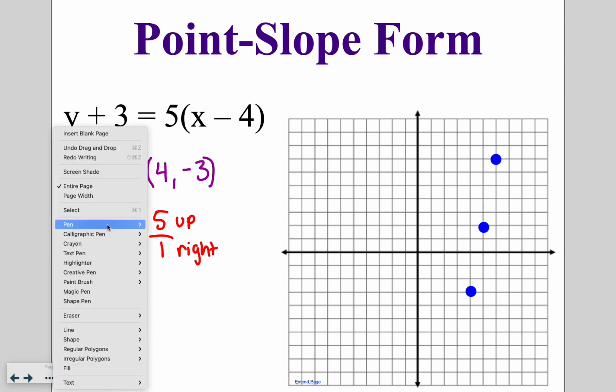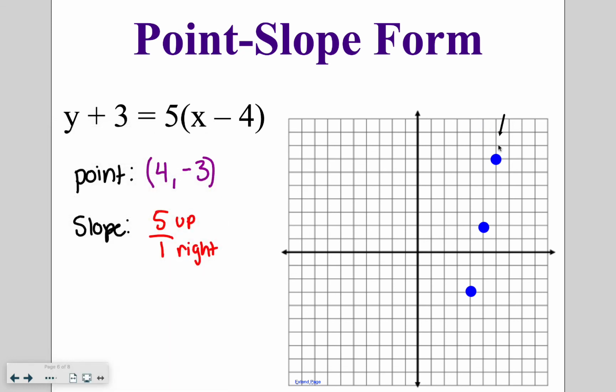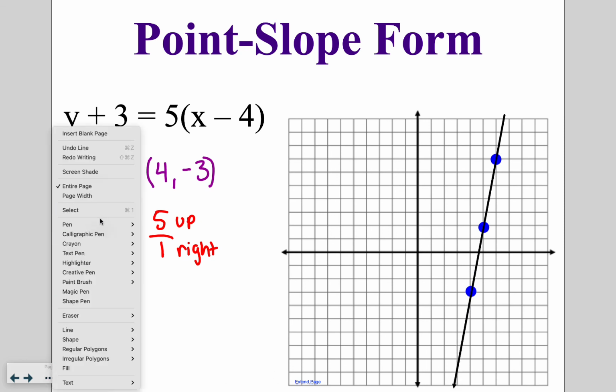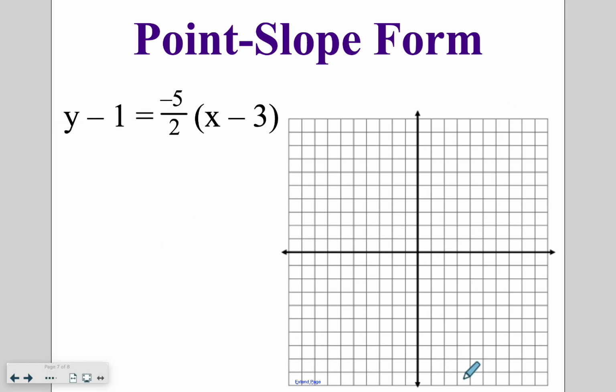Then making sure that you take your straight edge and connect all the way through the graph, and then adding those arrows onto the end to say that it is an infinite line that keeps going in both directions. Go ahead and try this one on your own.